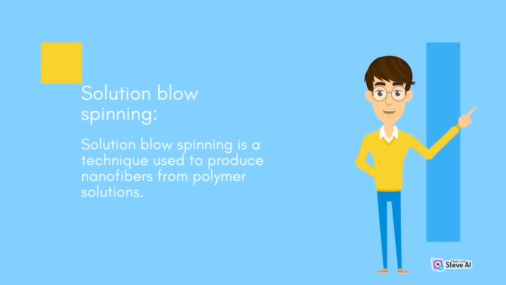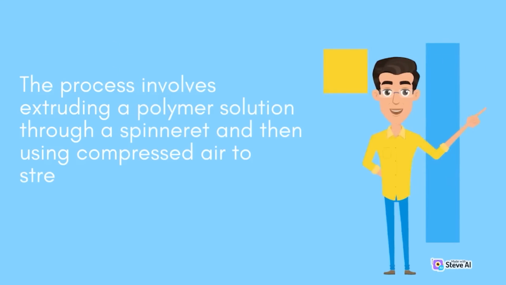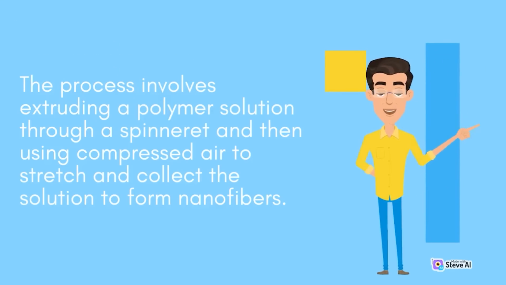Solution blow spinning. Solution blow spinning is a technique used to produce nanofibers from polymer solutions. The process involves extruding a polymer solution through a spinneret and then using compressed air to stretch and collect the solution to form nanofibers.